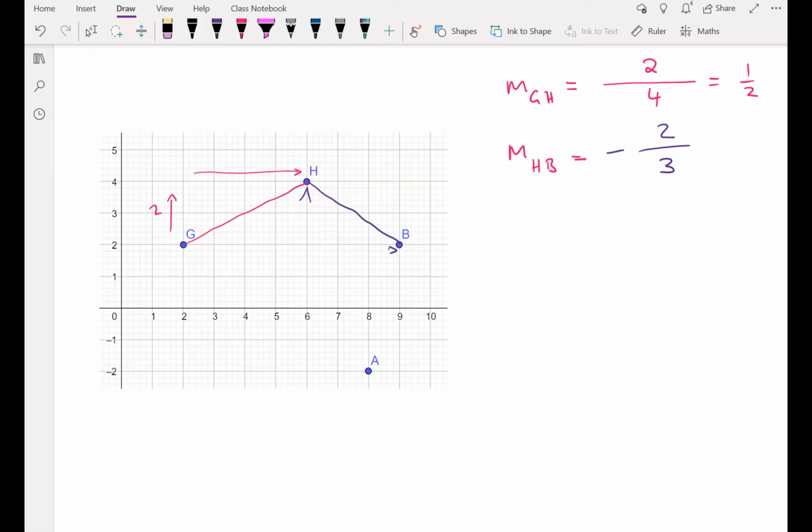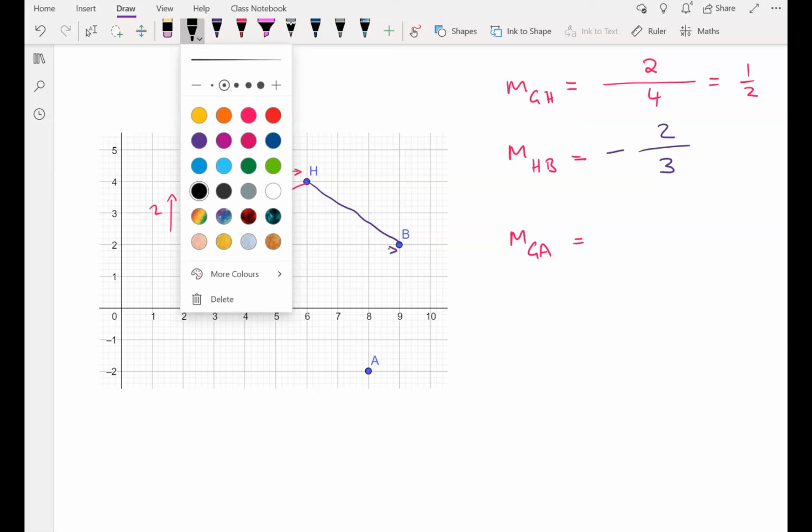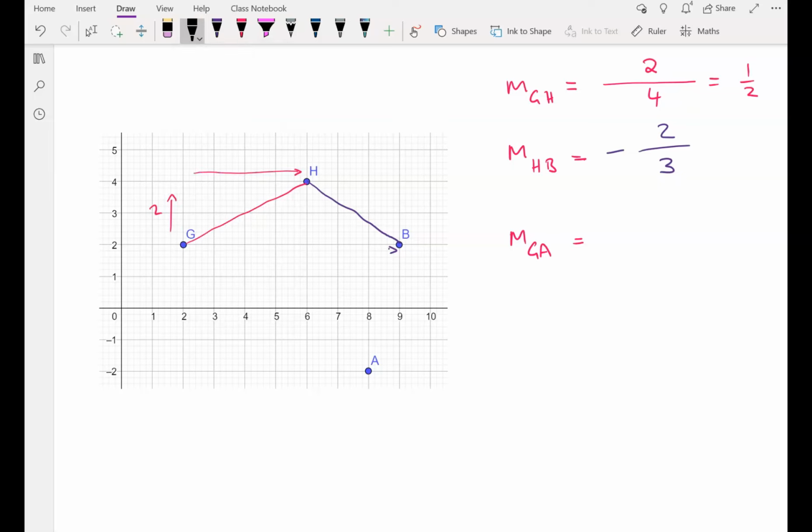Just rub these out so they don't get in the way. Let's look at another gradient. This time it's the gradient of the line GA. I want to figure out what's happening with this gradient here. So the line GA, it's this one that's coming all the way across like that, to G to A.